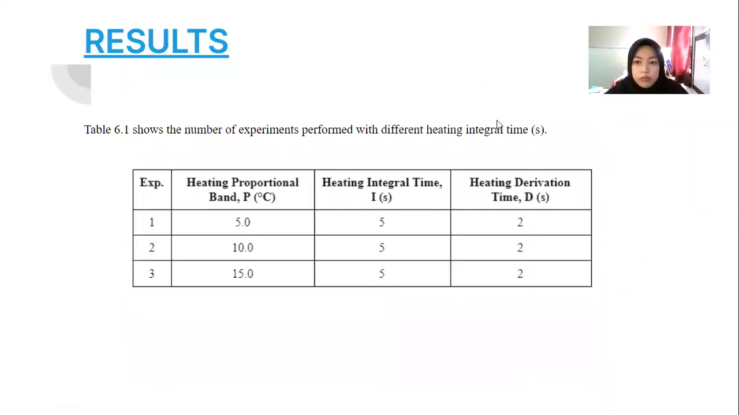Next will be explained by my team. For the result, this table shows the number of experiments performed with different heating integral time. We conducted 3 experiments. The variables are heating proportional band, which is P, heating integral time I, and heating derivation time. For the heating proportional band, we made it three variables, which are 5 degrees Celsius, 10 degrees Celsius, and 15. The heating integral time and heating derivation time we made constant.